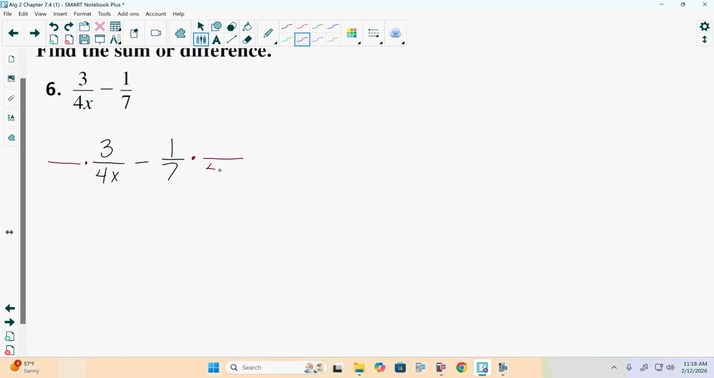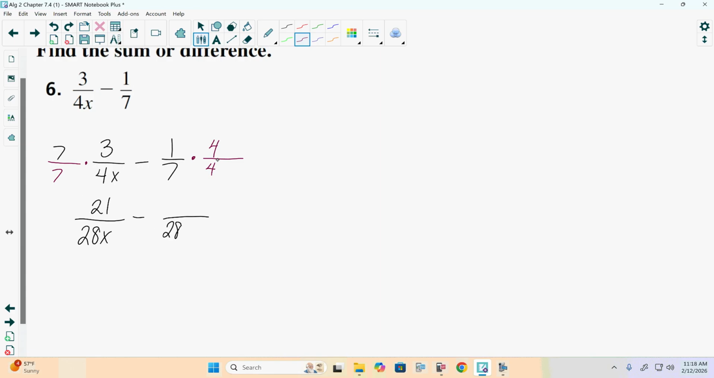Here, if I multiply 4x by 7, 4 times 7 is 28x. 7 times 4 is 28. Actually, that is the first number that gets them to be the same. That is the least common multiple. On the left-hand side, I'm going to have to multiply the top by 7 as well. 7 times 3 is. And we would have to multiply the right-hand side by 4.